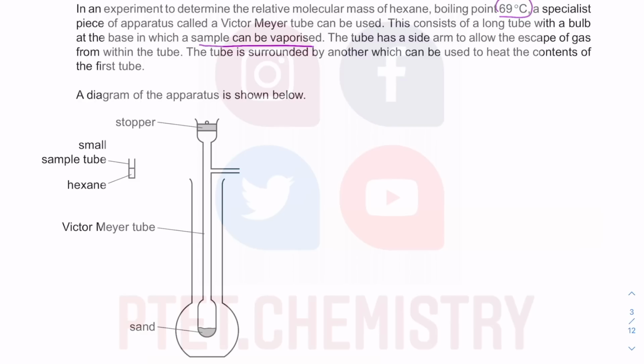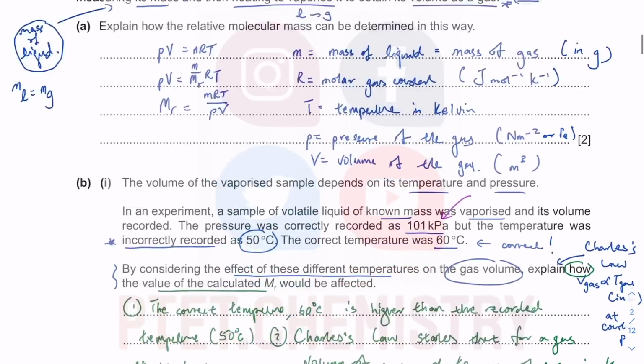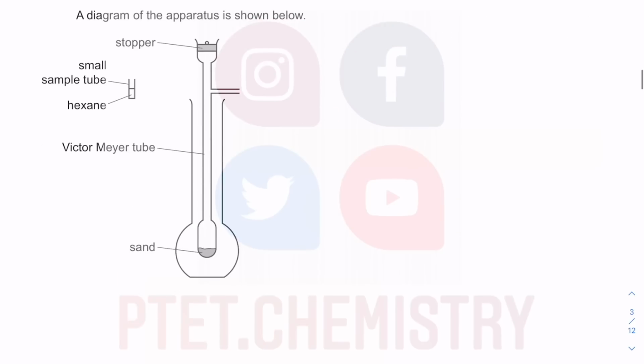All right, so what do we know here? The tube is surrounded by another, which can be used to heat the content of the first tube. So I think this is the small sample tube that is put inside. You heat the outer bit, and then it will vaporize the inner bit, which will vaporize the hexane, which has a low enough boiling point, and when we vaporize the liquid hexane, it's going to go into a gas. And as part of your measurement, you want to measure the volume of the gas, so this is about a gas collection apparatus.